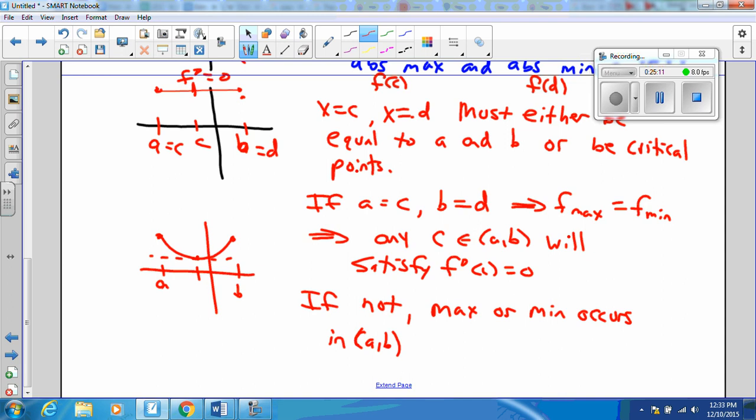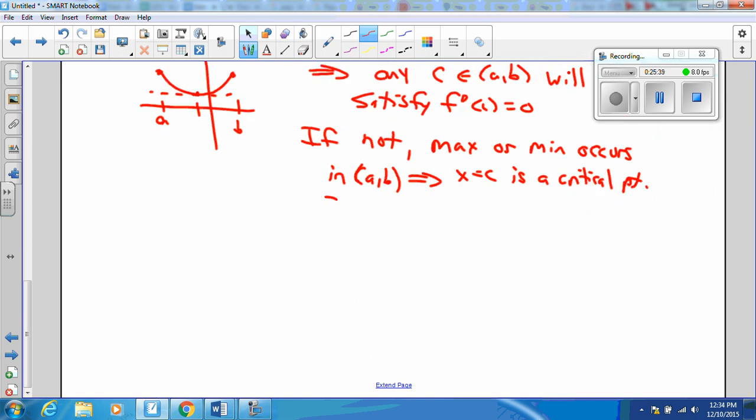And because the max or the min occurs somewhere in A to B, then that means that that point where the max or the min occurs is a critical point. Let's say it's the max. But if it's a critical point, then I know something about the derivative at that point. What is true about the derivative at critical points? 0 or does not exist. That's exactly right. So either f prime of c is equal to 0 or f prime of c does not exist.